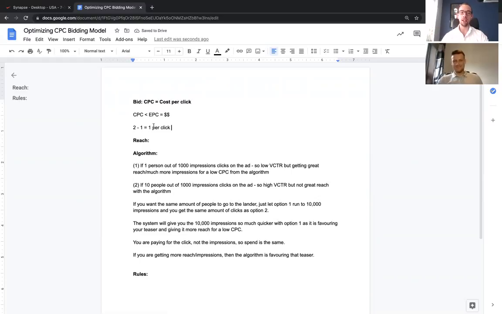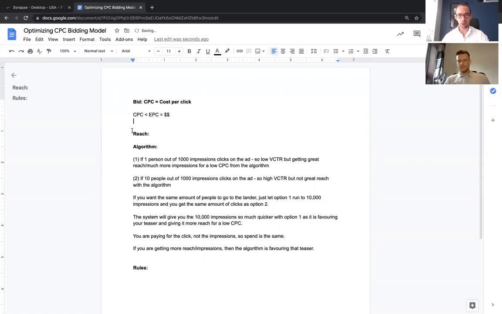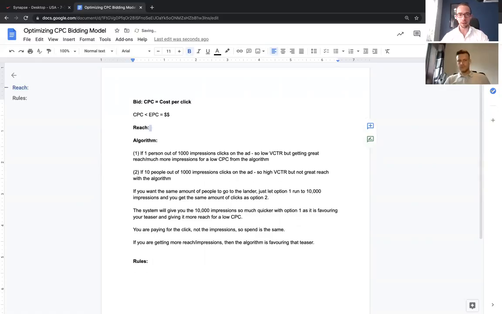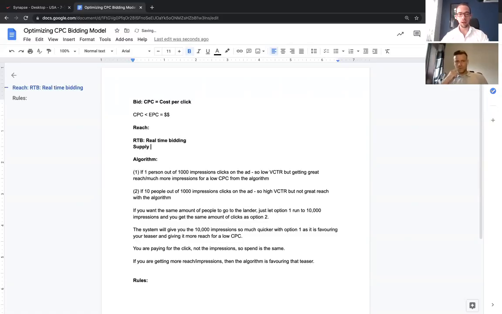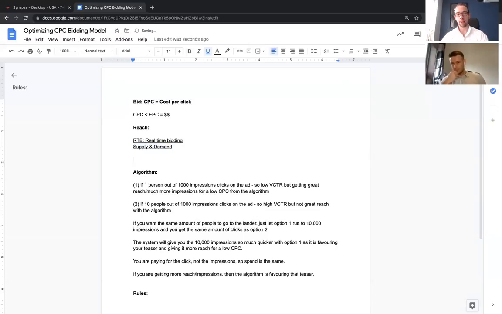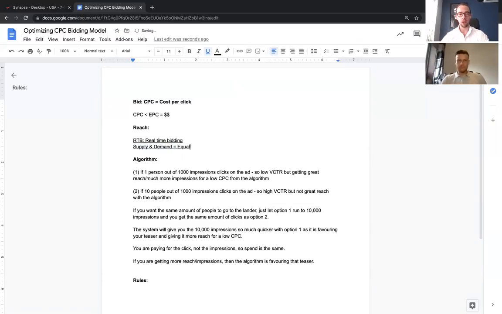The reason why is because of these 2 metrics, the reach and the algorithm. What happens is we use something called RTB, which stands for real-time bidding. And then obviously we have supply. And what else do we have, Russ? Supply and demand. So the RTB and the supply and demand are very important metrics to understand, because basically these things create something we call an equilibrium. Did I spell that correctly? No.